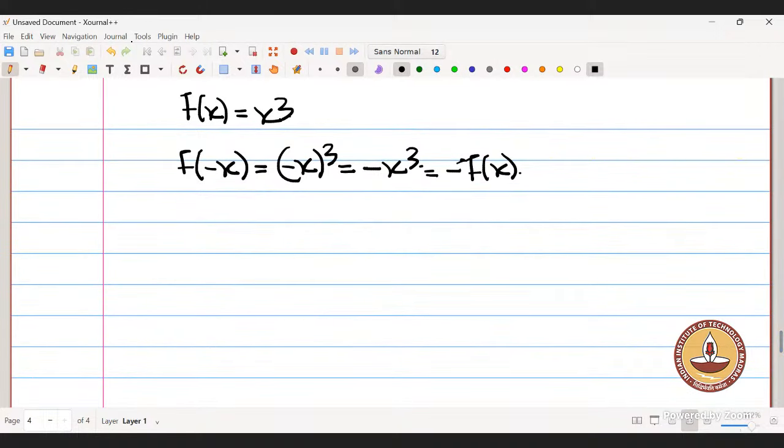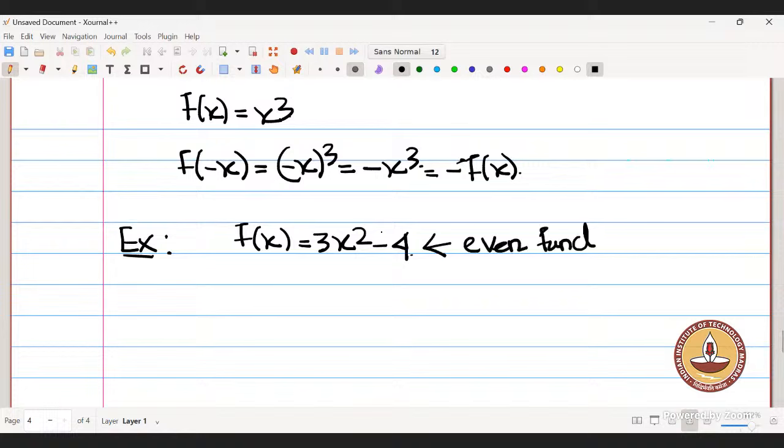So now suppose I consider this example, let's say f of x equal to 3x square minus 4. So what kind of function is this? Even function. Correct. And what about this one? Let's say f of x equal to x cube minus x square. This is an odd function? No.